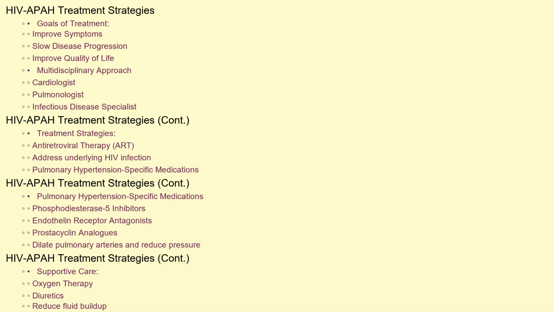Management typically involves a multidisciplinary approach, including a cardiologist, pulmonologist, and infectious disease specialist. Treatment strategies include, first, addressing the underlying HIV infection with antiretroviral therapy, which is crucial for managing the overall health of the patient. Second, utilizing pulmonary hypertension-specific medications such as phosphodiesterase 5 inhibitors, endothelin receptor antagonists, and prostacyclin analogs, which help to dilate the pulmonary arteries and reduce pressure. Third, providing supportive care such as oxygen therapy, diuretics to reduce fluid buildup, and anticoagulants to prevent blood clots. In severe cases, lung transplantation may be considered as a last resort.